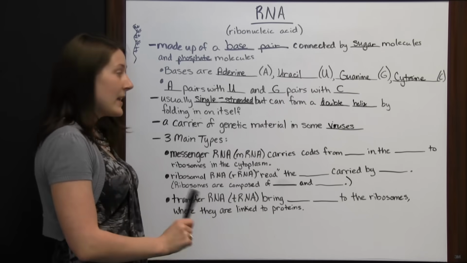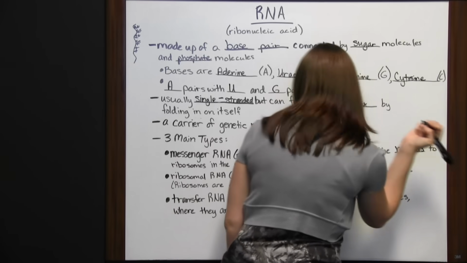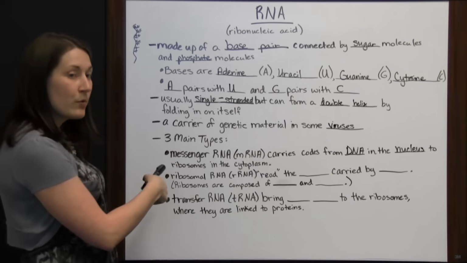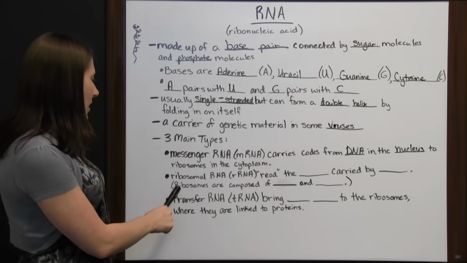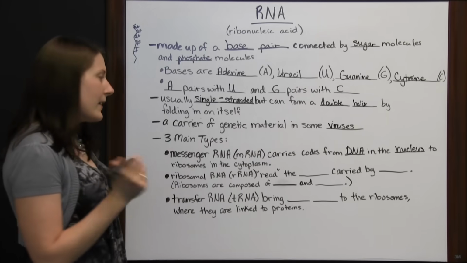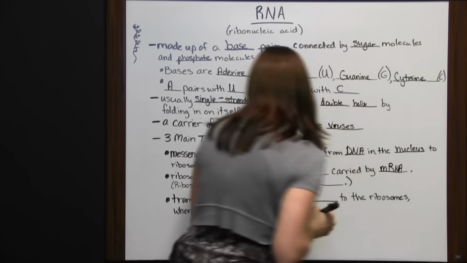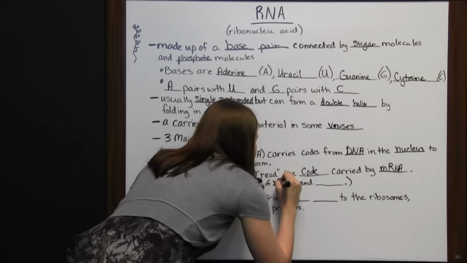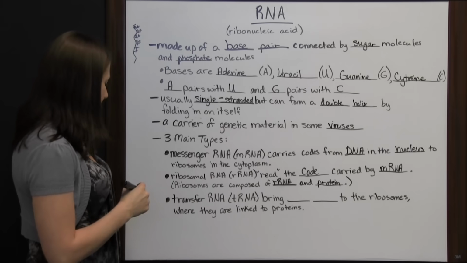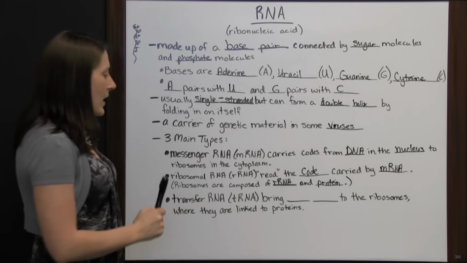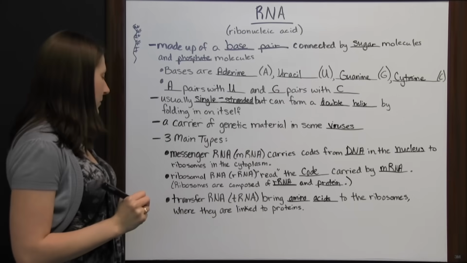Messenger RNA, or mRNA, carries codes from DNA in the nucleus to ribosomes in the cytoplasm. So it's moving, it's being a messenger and carrying that code from the DNA to ribosomes. Ribosomal RNA, or rRNA, reads that code carried by the messenger RNA. And ribosomes are composed of the ribosomal RNA and proteins. So the ribosomal RNA is a big part of ribosomes. And then transfer RNA, or tRNA, brings amino acids to the ribosomes where they are linked to proteins.